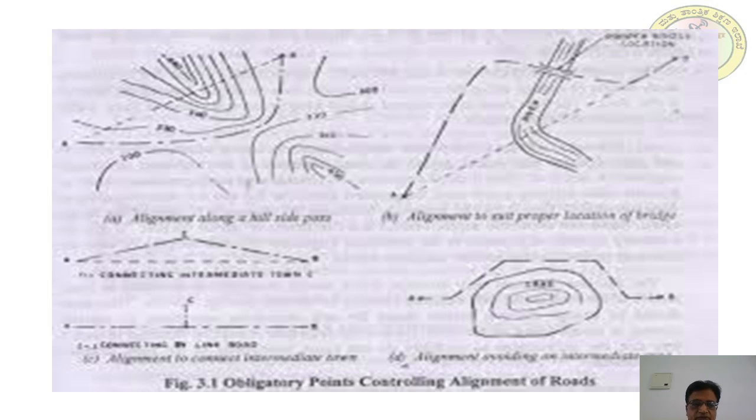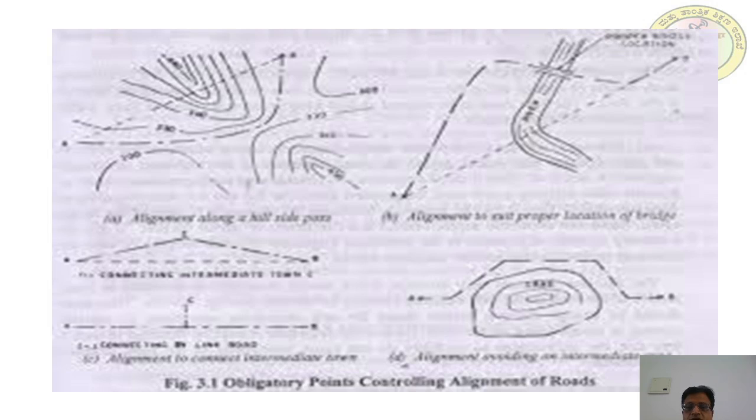So here you can see alignment through the hill. These are the contour lines. Here there is one cut line they have shown. Either you can take it like this, or you can bypass this and take your alignment like this. This is one way. Alignment where you should not take your alignment. So this is the river which is flowing, right? The dotted line shows one alignment. Here the continuous line shows the other alignment.